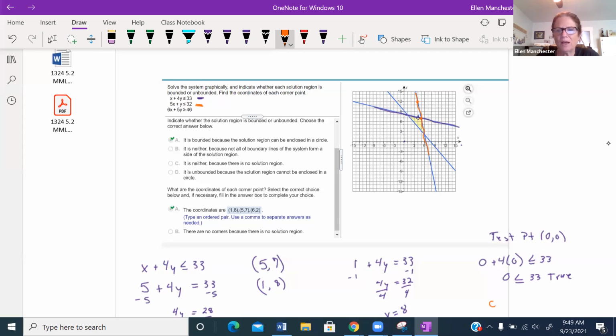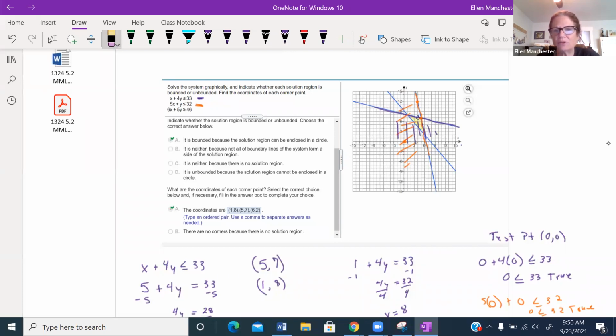So I have 5 times 0 plus 0. Is that less than or equal to 32? And yes, 0 is less than or equal to 32, so that's also a true statement. So I want to include my 0, 0 point, which is right here, which means my shading goes this way. Okay, so far I have double shading here and here. Okay, so far that's where the shading is. So it's double shaded in here, right?